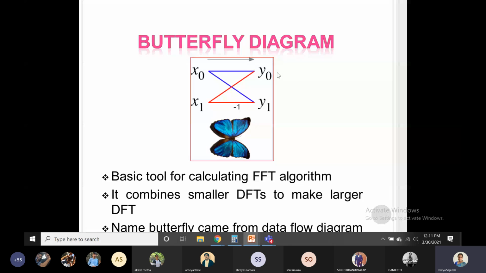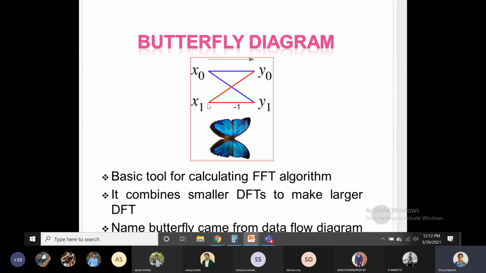So the first output, that is your y0, will be equal to x0 plus x1, whereas your second output y1 will be equal to x0 minus x1. For the first output you will be adding the two inputs, and for the second output you will be subtracting the inputs. But again, that middle factor also was there, since it was equal to 1, that is why it is not shown here.